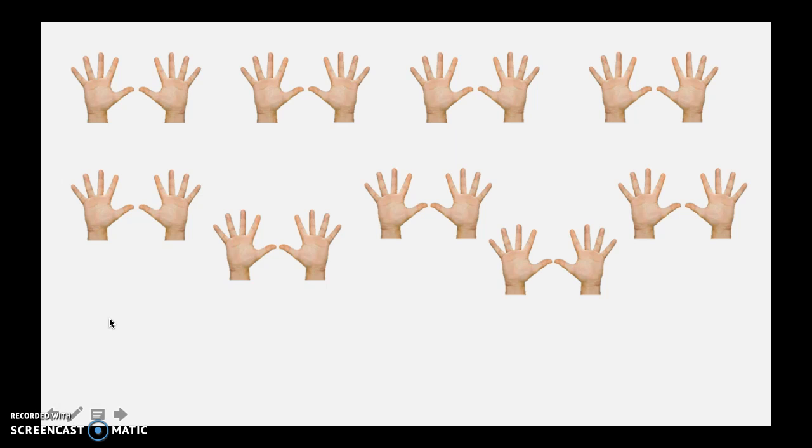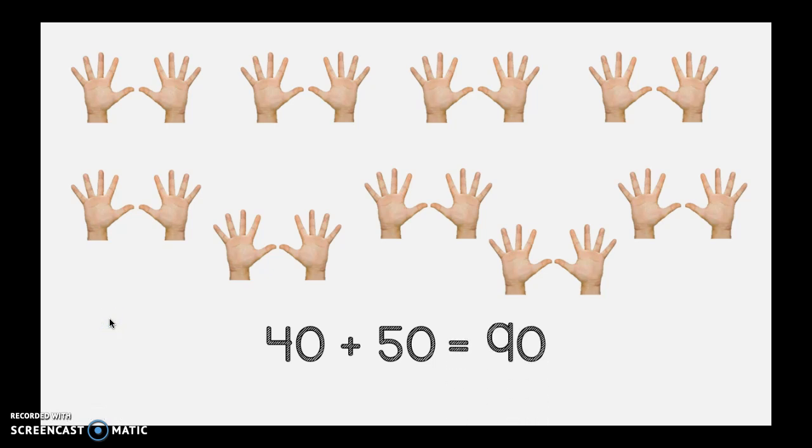1, 2, 3, 4. So I know that there's 40 on the top plus 10, 20, 30, 40, 50. 50 on the bottom. And that's going to equal what number, friends? Yeah, 90. Whoa. They were so excited to figure out that there were 90 counting sticks just hanging out in my house.